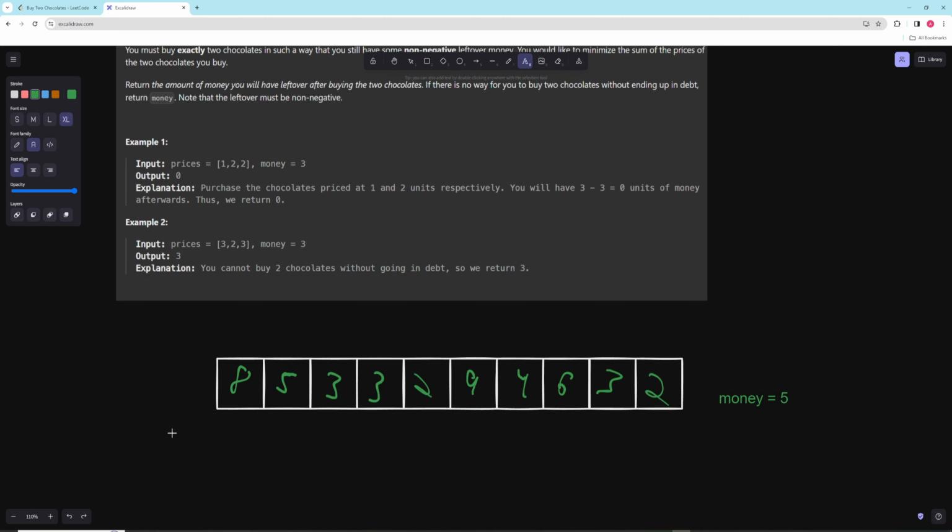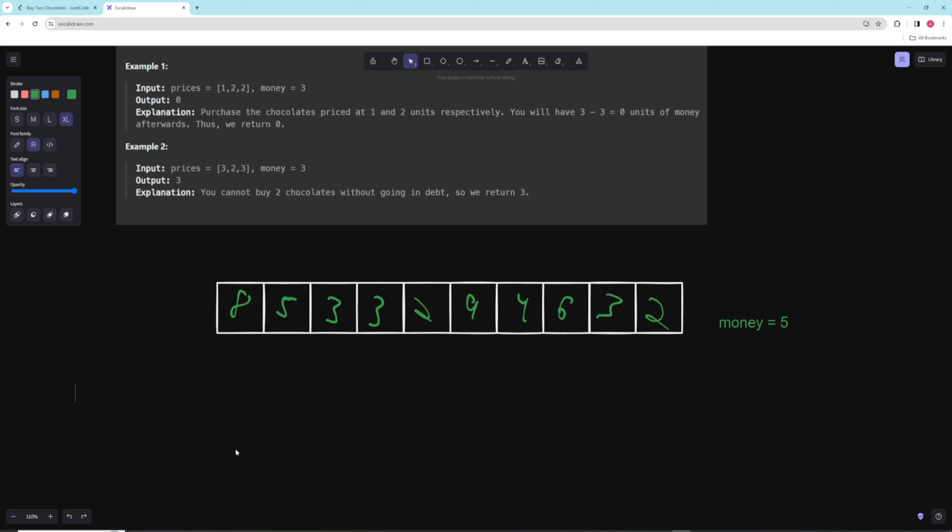There are a few ways to do this. We could initialize two variables. We can call them small and big, or cheapest, or first and second, and so on. We'll just call it small and big. We'll make them both infinity because we are trying to minimize them. You could also make them the first two items, but we'll make them infinity.